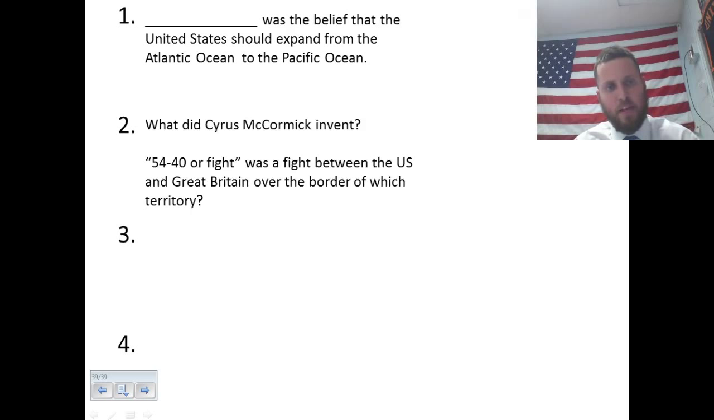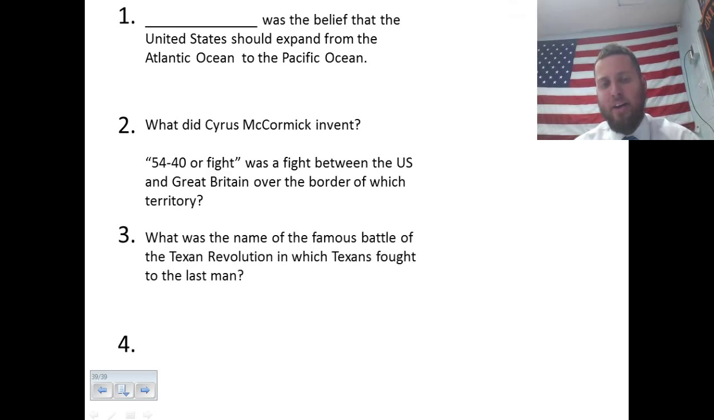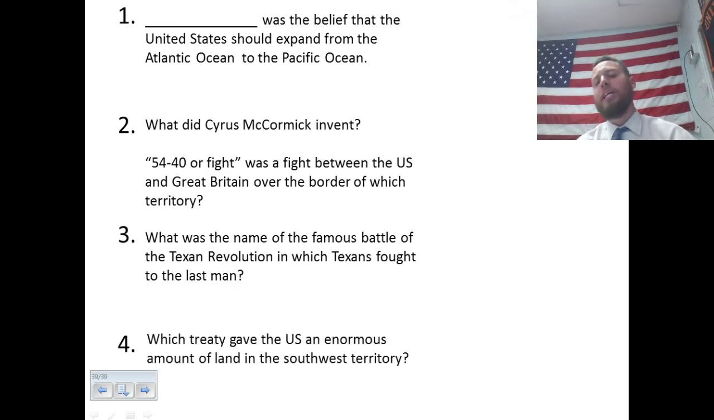Number two: what did Cyrus McCormick invent? That was part one. Here's part two: 54°40' or fight was a fight between the U.S. and Great Britain over the border of which territory? Three: what was the name of the famous battle of the Texan Revolution in which Texans fought to the last man? Last one, number four: which treaty gave the U.S. an enormous amount of land in the Southwest Territory?